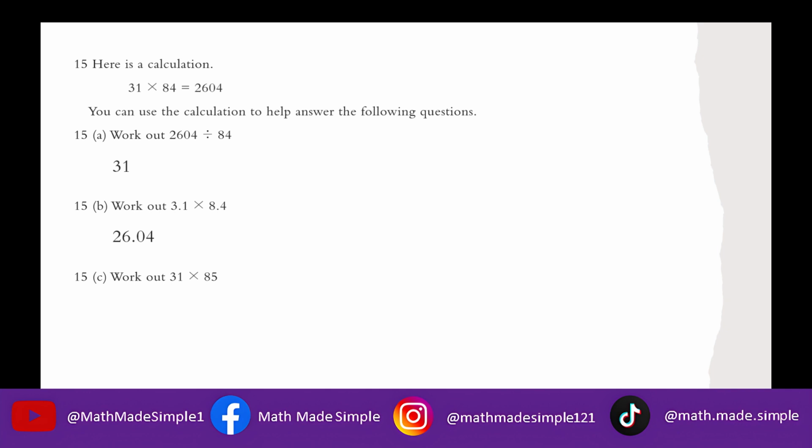Part C reads as follows. Work out 31 times 85. And since we have the answer for 84 and we're multiplying it by 85, it's the next multiple of 31, so we would add 31 to 2,604, which will give us 2,635.